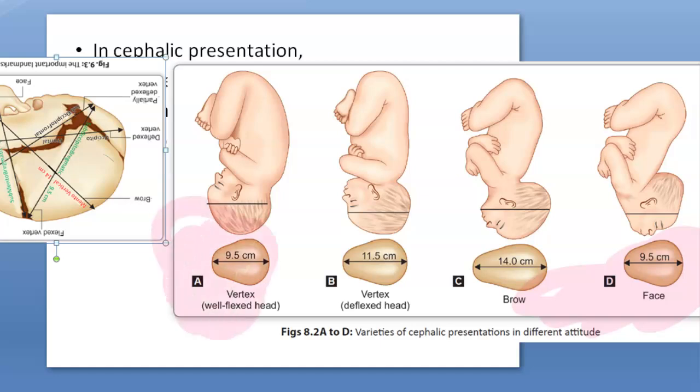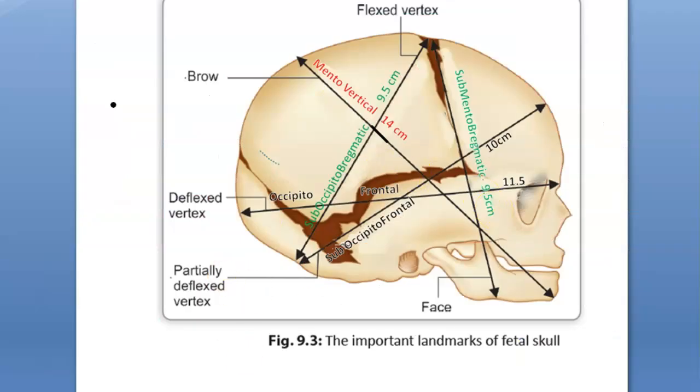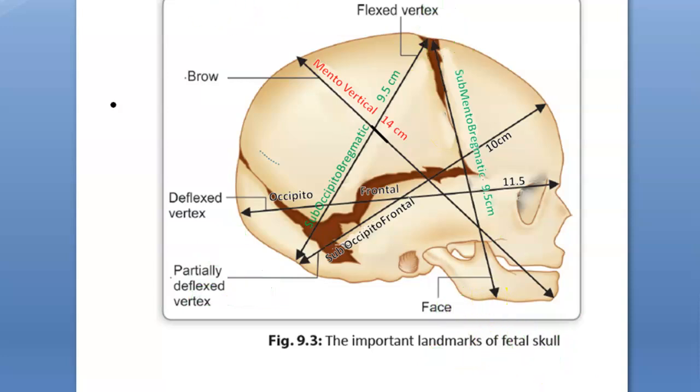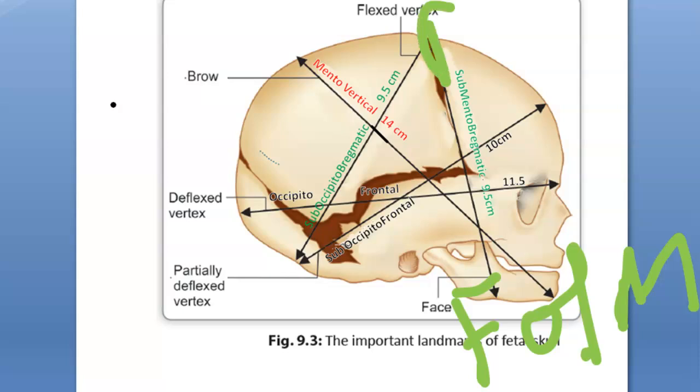So, two things you already learned, those two green ones. Suboccipitobregmatic, where is that? Here. It extends from the nape of the neck to the center of the bregma. Then where is the other one? Submentobregmatic extends from the junction of the floor of the mouth to the center of the bregma.